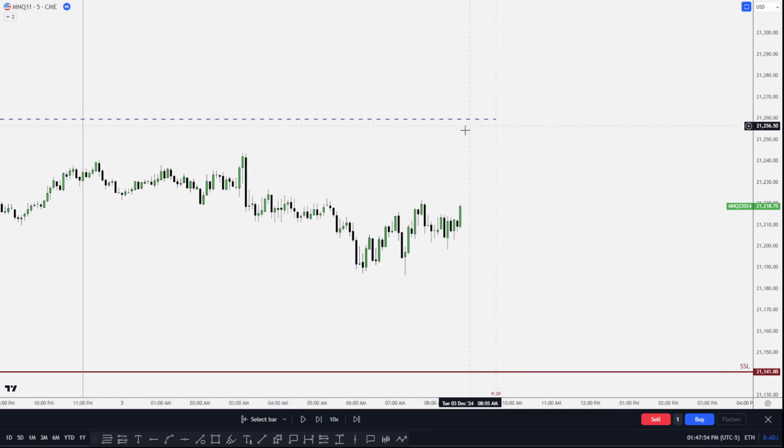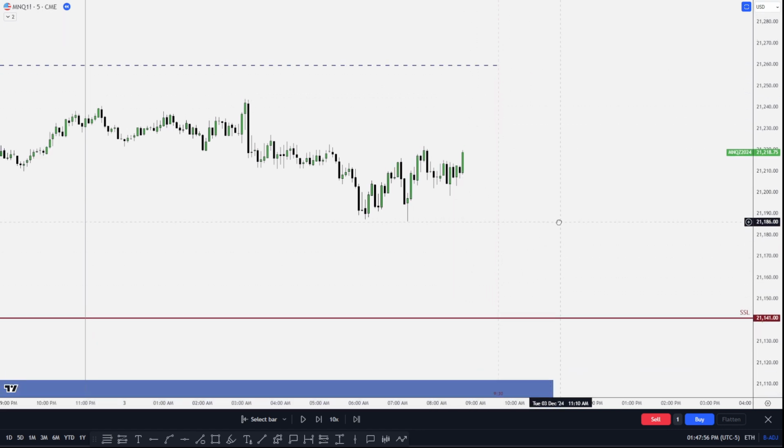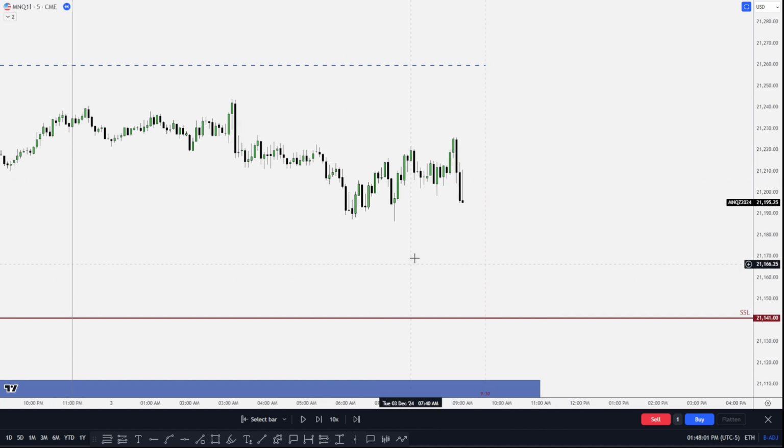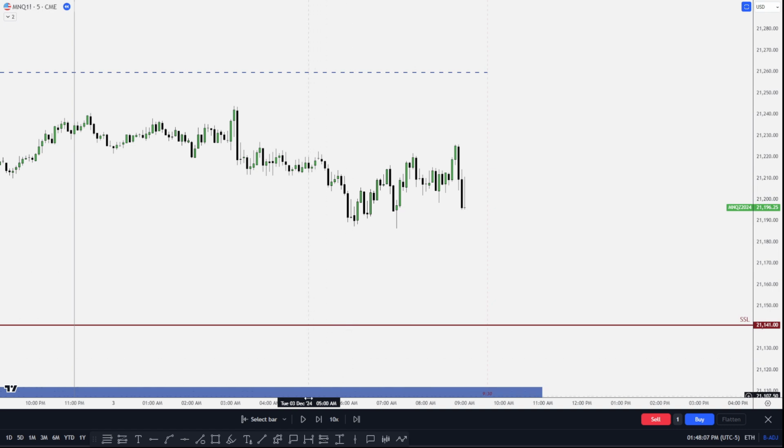We still have buy side above the marketplace and sell side down here. It's not one-sided. So in this very moment, when you're trying to find your bias, you should be thinking to yourself, it's not one-sided. I don't know what side to pick yet.